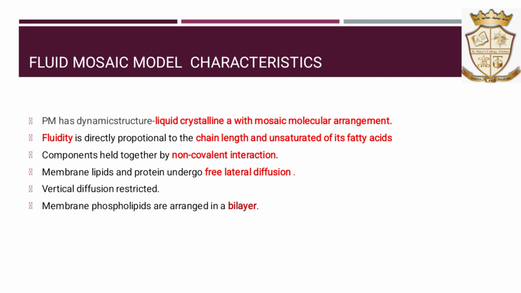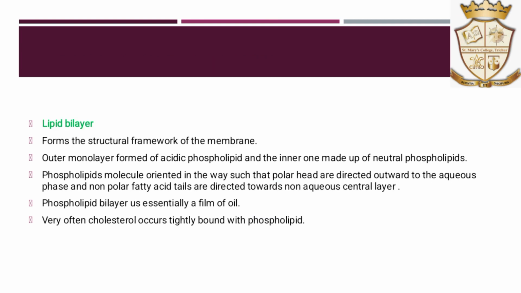The fluidity is directly proportional to the chain length and unsaturation of its fatty acids. Components are held together by non-covalent interactions. Membrane lipids and proteins undergo free lateral diffusion. Vertical diffusion is restricted. Membrane phospholipids are arranged in a bilayer. So the lipid bilayer forms the structural framework of the membrane. The outer monolayer is formed of acidic phospholipids and the inner one is made up of neutral phospholipids. Phospholipids are mainly the essential component. Very often cholesterol occurs tightly bound with phospholipids.